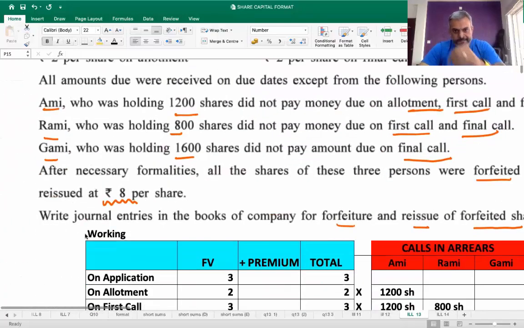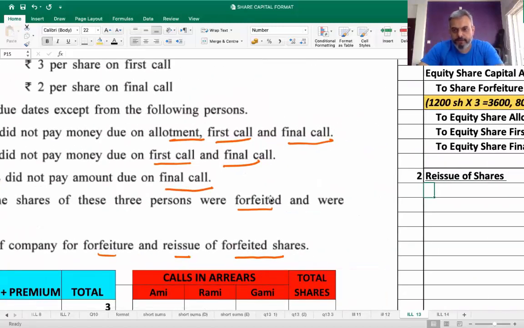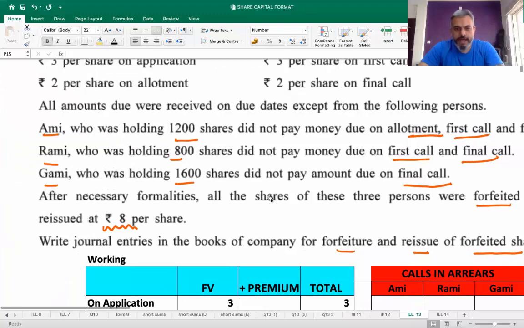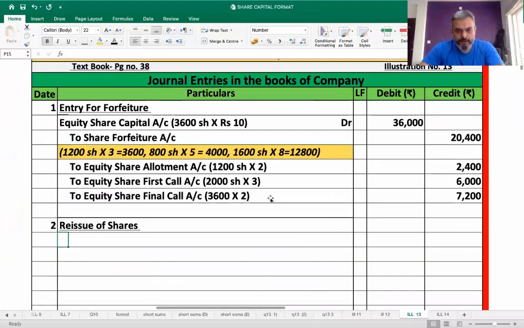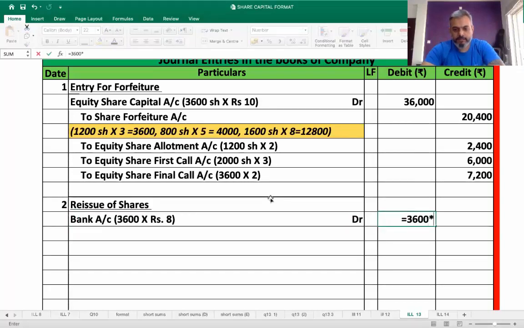Now, after necessary formalities, all the shares of these three persons were forfeited and were reissued at 8 per share. So we are going to reissue the shares. So bank account debit 3600 into rupees 8 per share, 28,800.